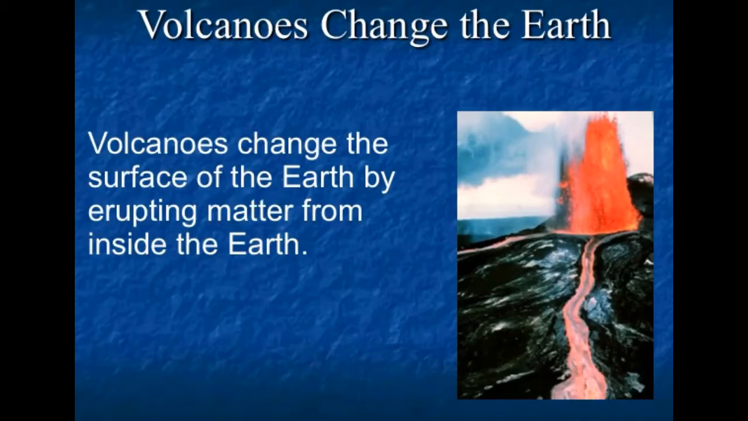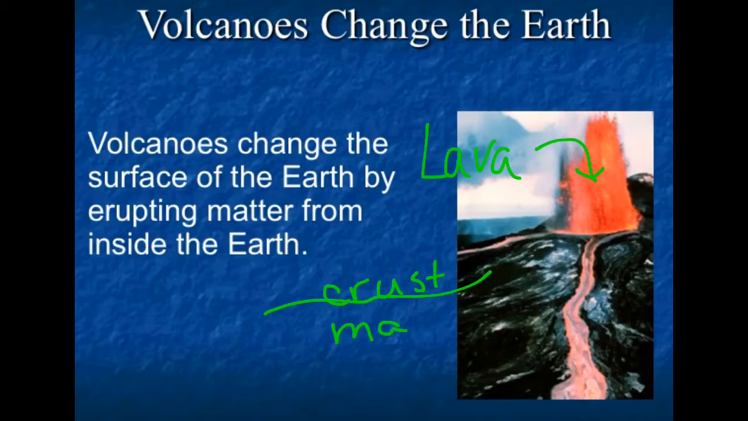Volcanoes change the surface of the Earth by erupting matter from inside the Earth. And remember, once it comes out, it is called lava. Okay? While it's still inside the Earth, when it's under the crust, it's called magma. But once it erupts and comes to the surface, then it's lava.